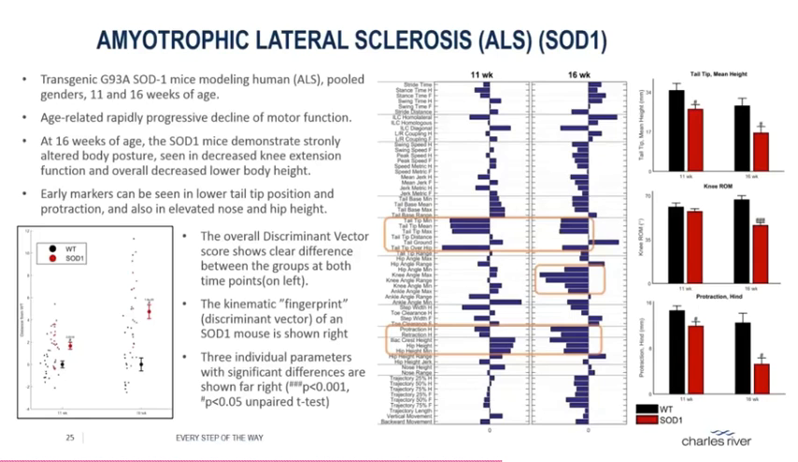A few early features of the phenotype are shown on the right, having lower tail tip and decreased hind leg protraction already at 11 weeks of age. Also, the range of motion of the knee joint has started to decrease at this age. In the kinematic fingerprints can be seen that, interestingly, the back body posture of SOD1 mice is elevated at 11 weeks, but lowered 5 weeks later, shown here.